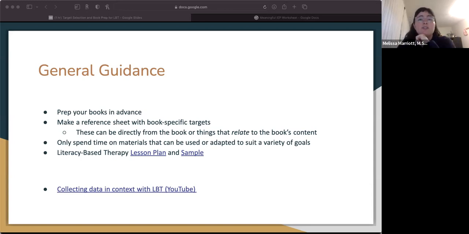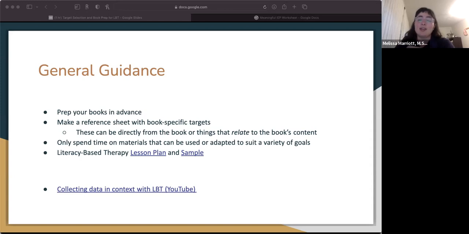Only spend time on materials that can be used or adapted to suit a variety of goals. This is a lesson that I learned the very long, very hard way. I used to make so many materials because I thought they were cool or they seemed like they would be helpful or they look good on Instagram or whatever, right?